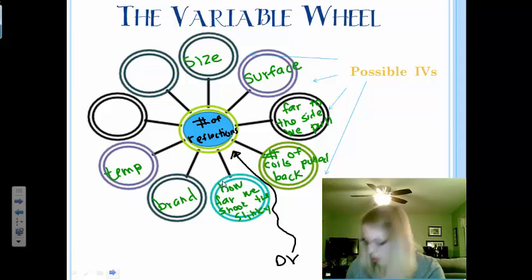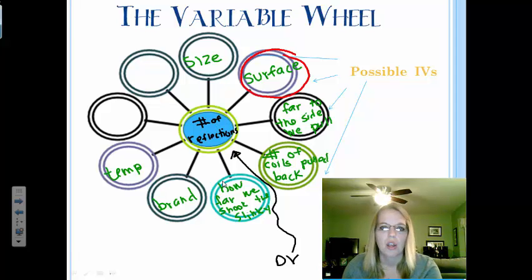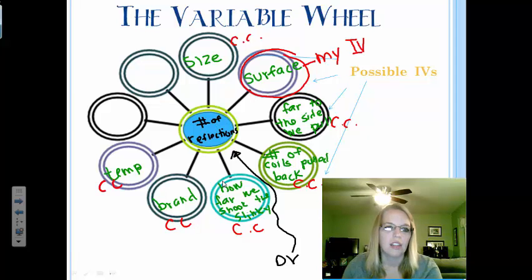So basically, I need you to choose a variable. Let's say I want to change the surface I make my waves on. So this is going to be my IV. And you can have your IV be whatever you want. And the cool thing is, this becomes a constant condition. This becomes a constant condition. This, and this, and this. And if I filled in these blanks, this, and this, I don't have to do any of that thinking anymore. I came up with all my constant conditions once I selected which circle here is my IV.